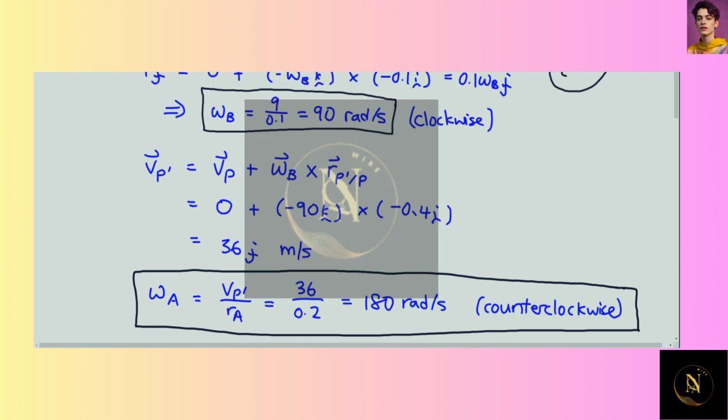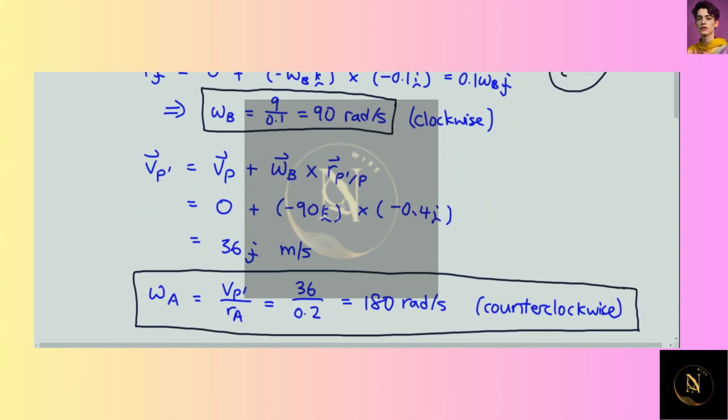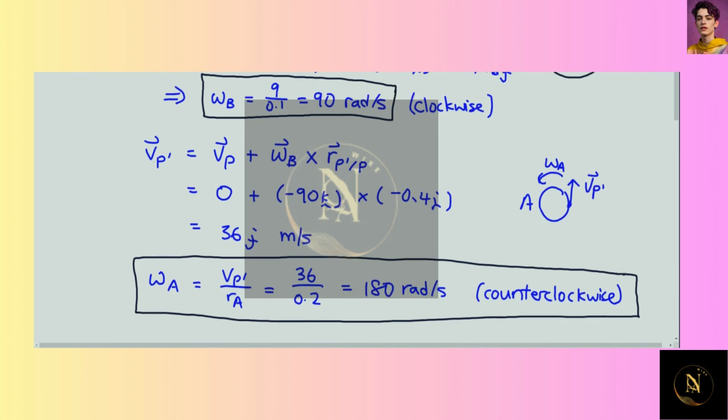The reason omega A is counterclockwise is that we determined that VP prime is upward. For A, this point is going upward, so it has to rotate counterclockwise to generate VP prime upward. Okay, that's all for this question.